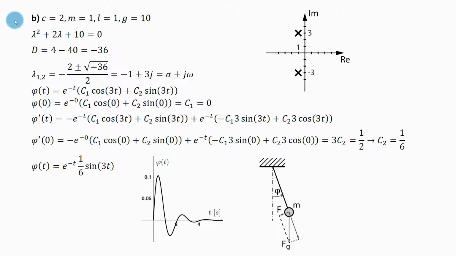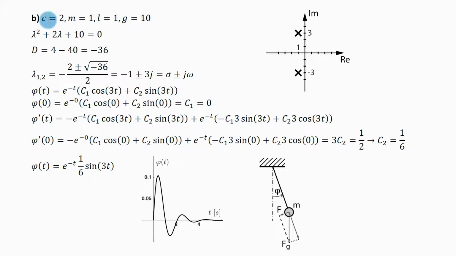In this case, I have made my pendulum a little bit more realistic. I have set my coefficient of friction to be equal to 2, so now I do have some friction, and intuitively you understand that now the pendulum cannot oscillate indefinitely. Eventually it has to slow down and asymptotically approach 0. I have also set the mass to be 1, the length of the pendulum is 1, and I'm still on Earth, so the gravitational acceleration is 10.